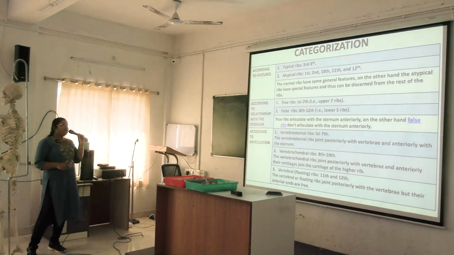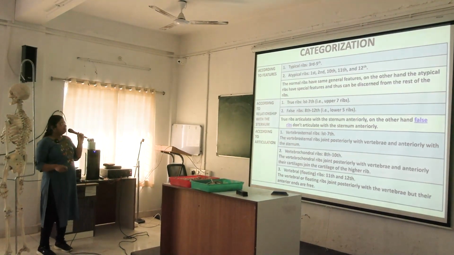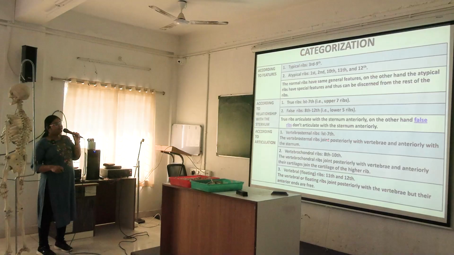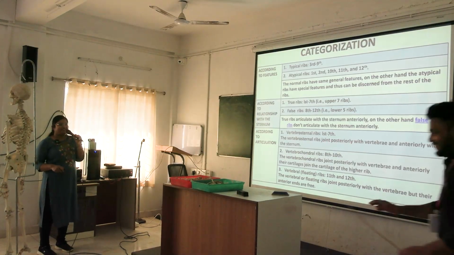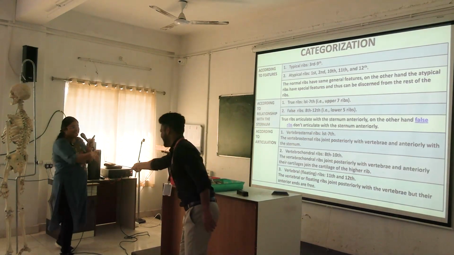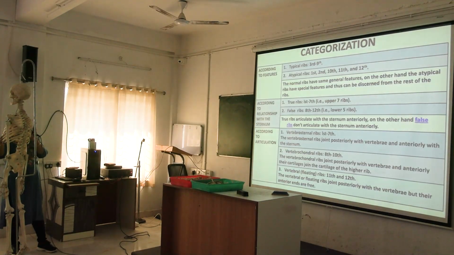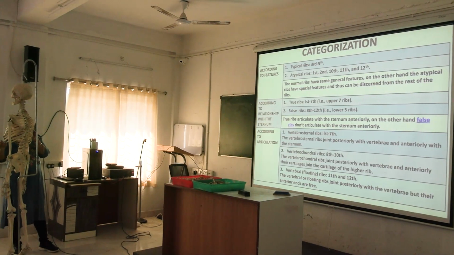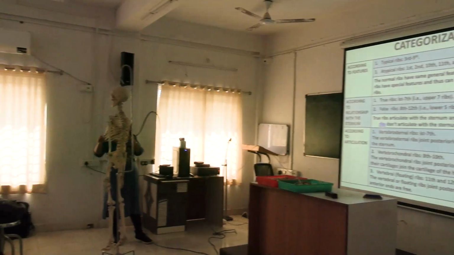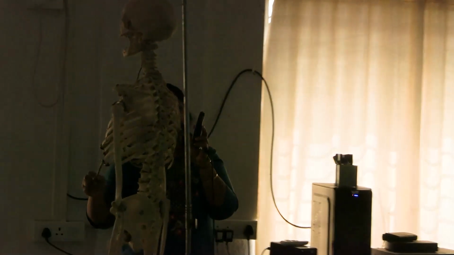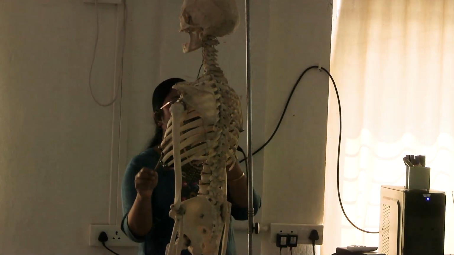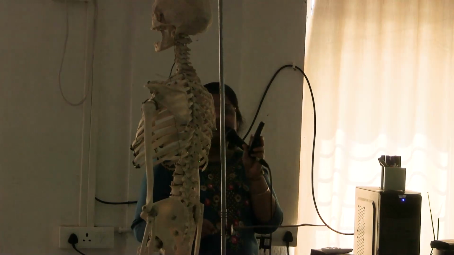Next, according to their articulation, they are divided into vertebrosternal ribs, first to seventh. These are the first to seventh. See here, from here, first, second, third, fourth, fifth, sixth. Okay, here, first 7 ribs. They are articulating with the sternum. So these are the vertebrosternal ribs.